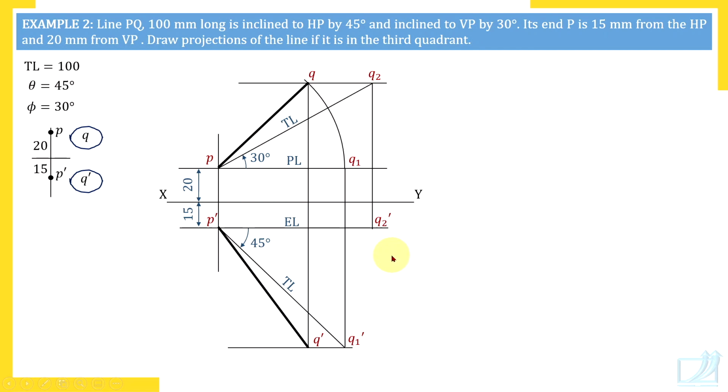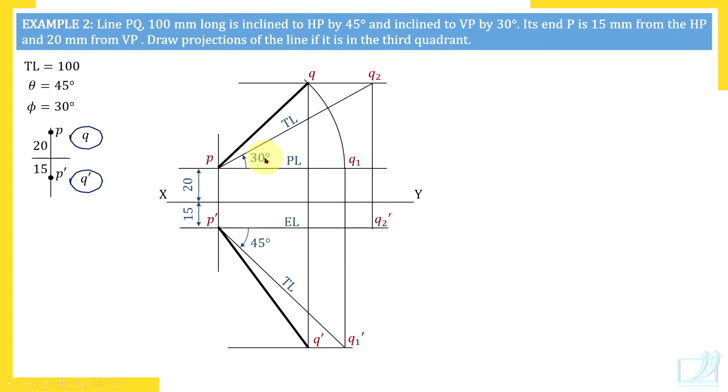Also, one very important thing you should understand in this problem, we measured 45 degrees downwards. That is because it's clearly mentioned that the line is in the third quadrant. That means point Q, the other end, is also in the third quadrant. So, top view above, front view below. So, we have measured top view angle upwards and front view angle downwards. Third quadrant, top view above, front view below. So, angles also in that manner we have measured. Top view angle I have measured upwards and front view angle 45 degrees I have measured downwards. Okay, so this is the correct drawing.